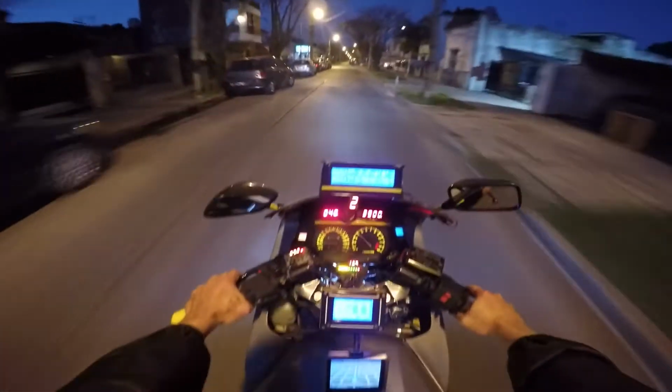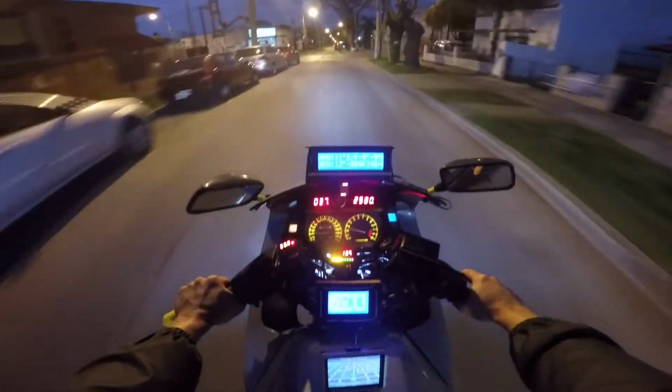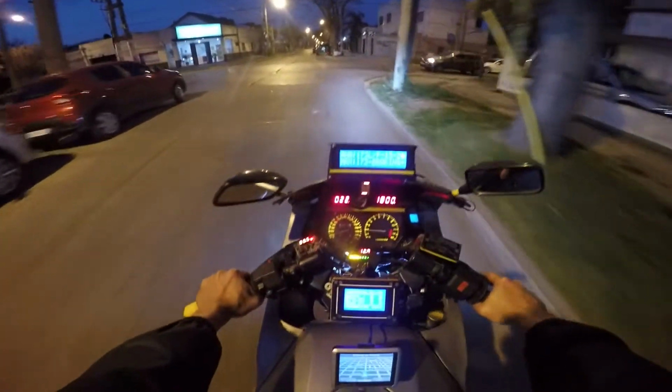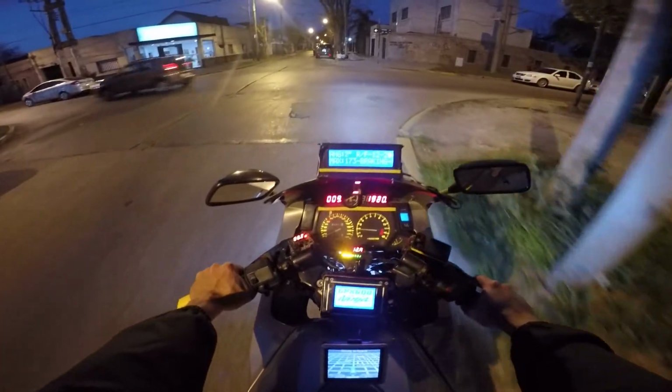And this is how it works. I'm very happy with this new improvement here on the dashboard.